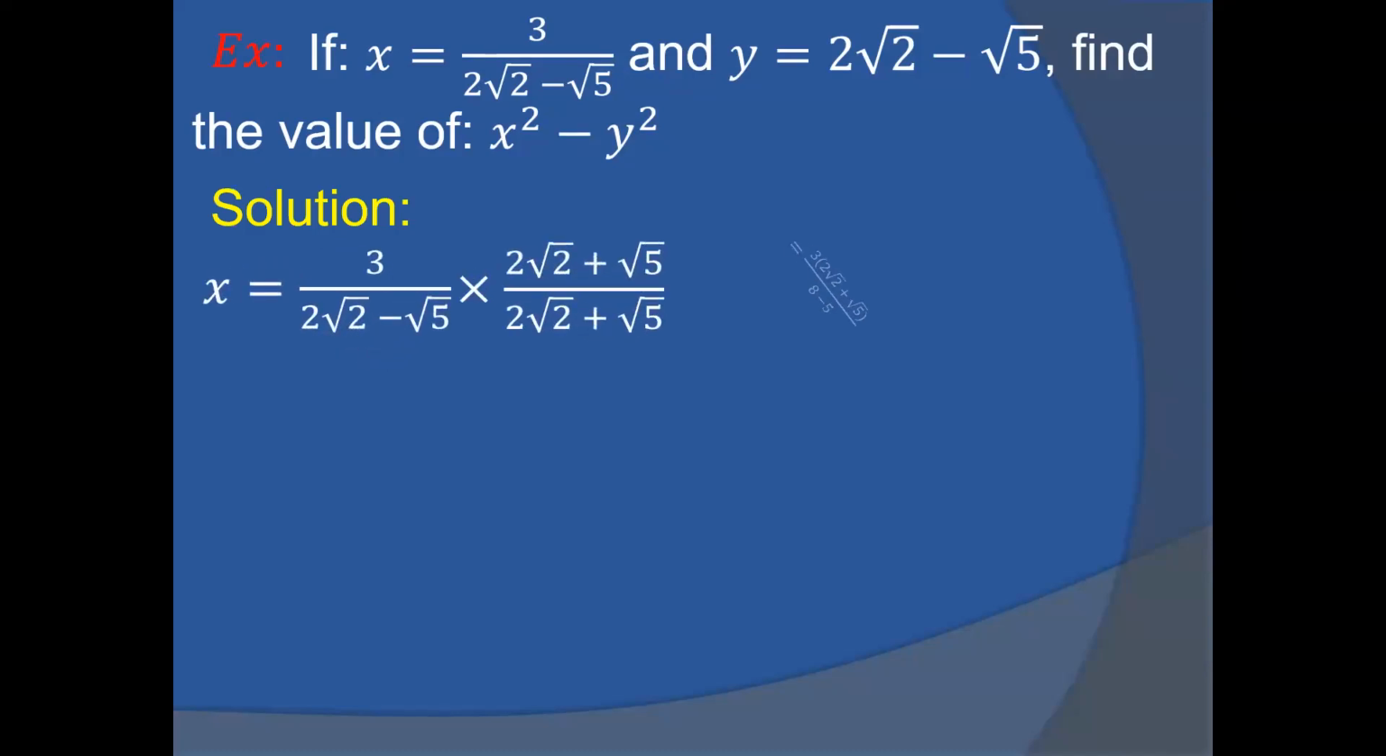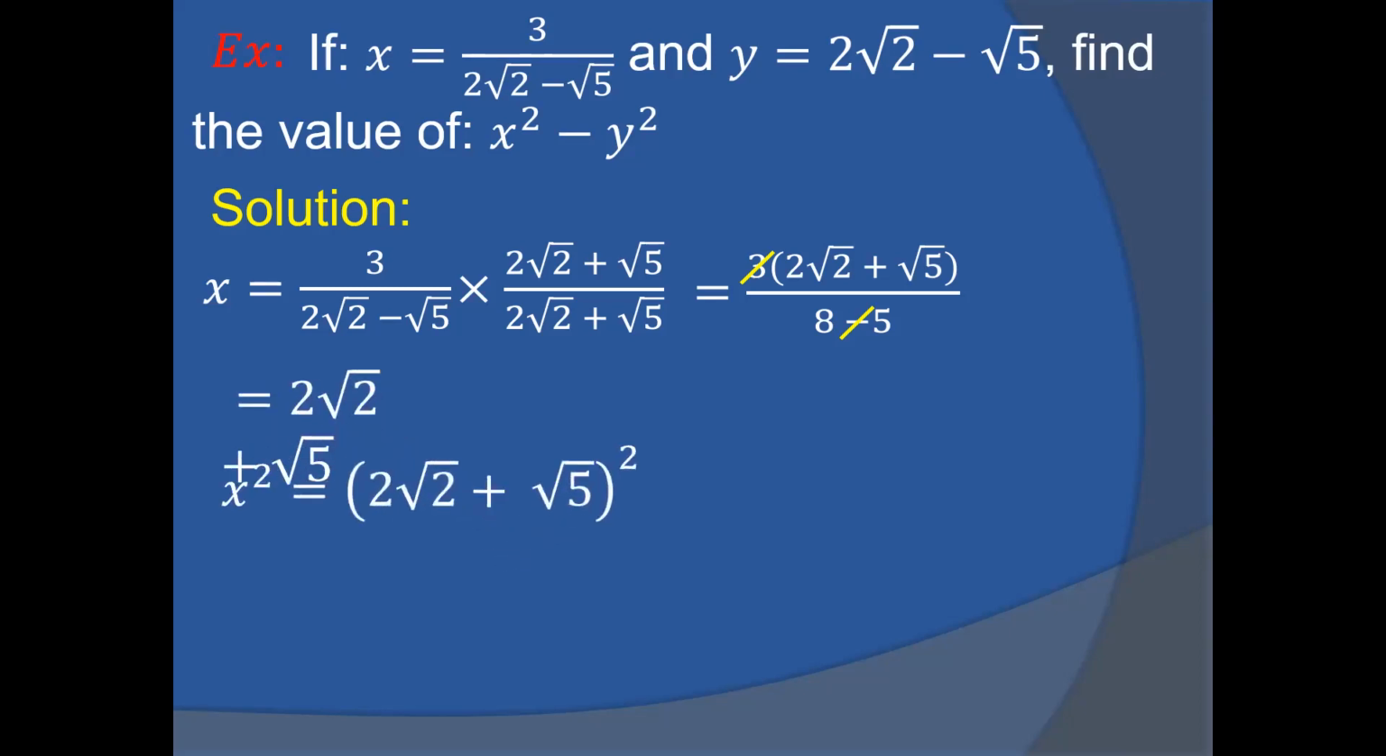Here, it will be 3 multiplied by 2 root 2 plus root 5 over 8 minus 5. 8 minus 5 will be 3. 3 cancels with 3, so the answer is 2 root 2 plus root 5. This is the answer for x. And y is the conjugate of x, since x and y are conjugates.